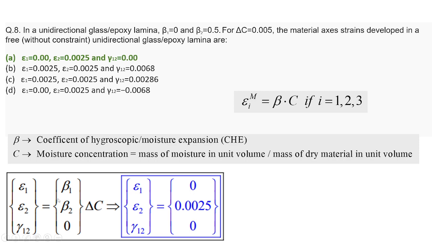So we take it as 0, and epsilon 1 and epsilon 2 will be directly equal to, as from the equation, you can see epsilon i equal to beta i into delta C. So in matrix form, epsilon 1 will be directly equal to beta 1 into delta C, and epsilon 2 directly equal to beta 2 into delta C. Delta C is given, beta 1 and beta 2 are given. So we will get the values of epsilon 1, epsilon 2, and gamma 1 2, which will be equal to 0.